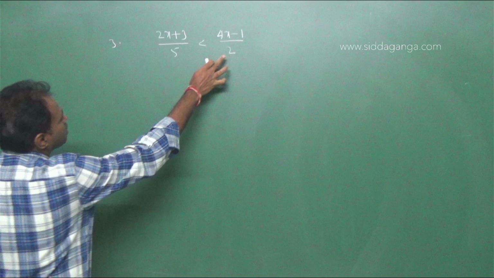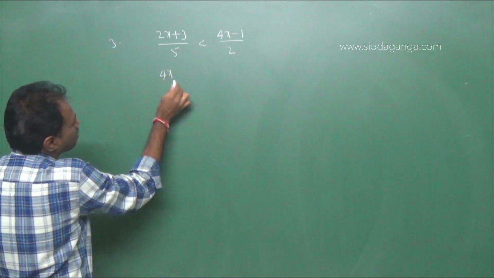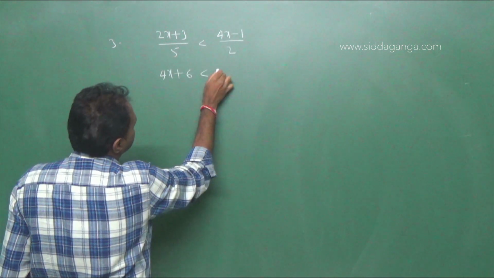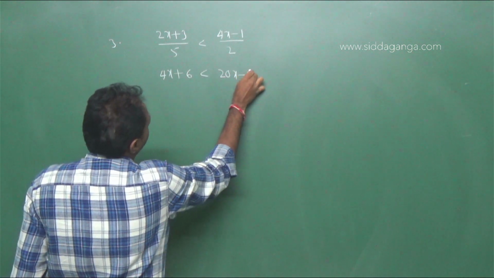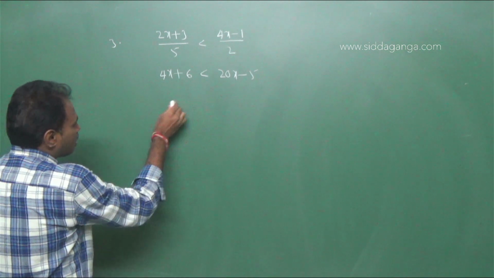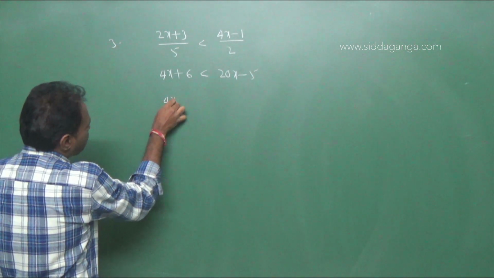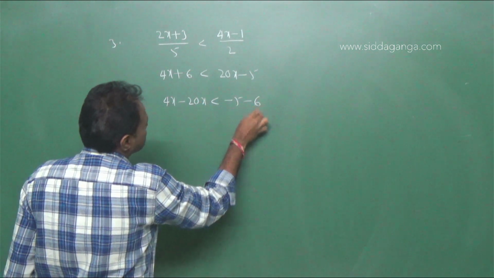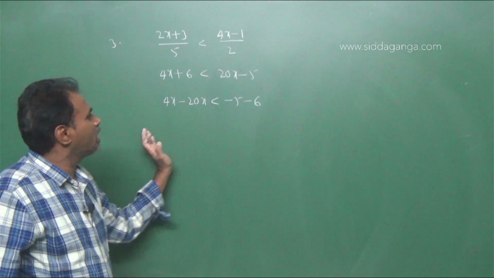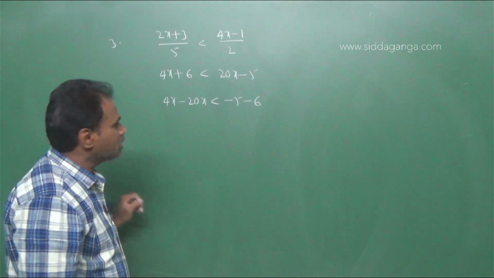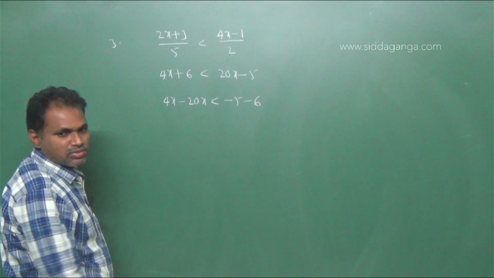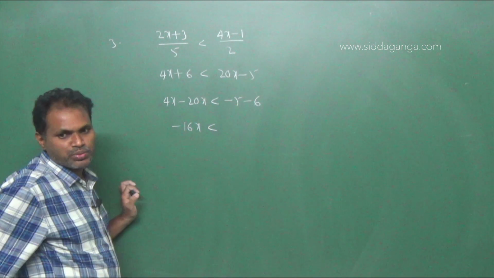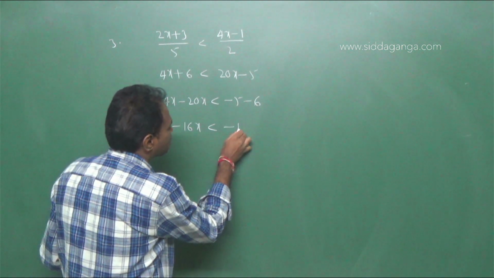Now do cross multiplication. 2 into 2x is 4x, next 2 into 3 is 6, which is less than 5 into 4x, that is 20x minus 5. Therefore, 4x minus 20x is less than minus 5 minus 6. All the x terms we write on one side and constants on the other side. That is 4x minus 20x, that is minus 16x, is less than minus 5 minus 6, that is minus 11.